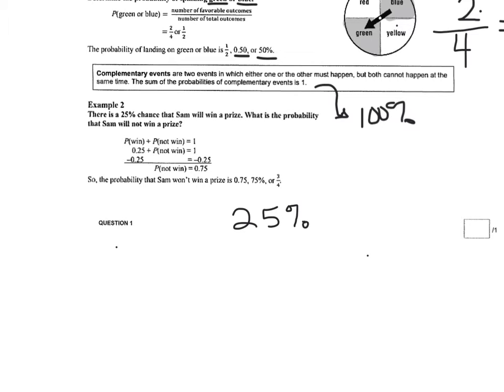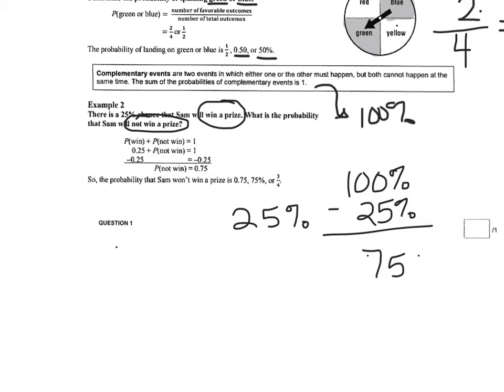So if there's a 25% chance that Sam will win a prize, what's the probability that Sam will not win a prize? So we would just take the total of what it could be, which would be 100%, and subtract the chance that she might win. So 100 minus 25 would be 75. So that would be written as 0.75, because you do your 75% as a decimal. 75%, 0.75, or 3/4 as a fraction.